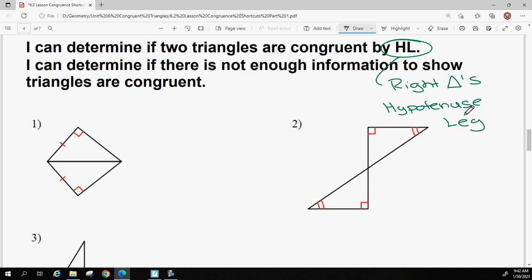So if the hypotenuse in one triangle matches the hypotenuse in the next one, then we'll say the hypotenuses are congruent. And then the other sides in a right triangle are called legs. And so if we have one side that's not the hypotenuse that matches another side that's not the hypotenuse in the other triangle, then we have a pair of legs that are congruent. And so we can use this shortcut hypotenuse leg to show the triangles are congruent.